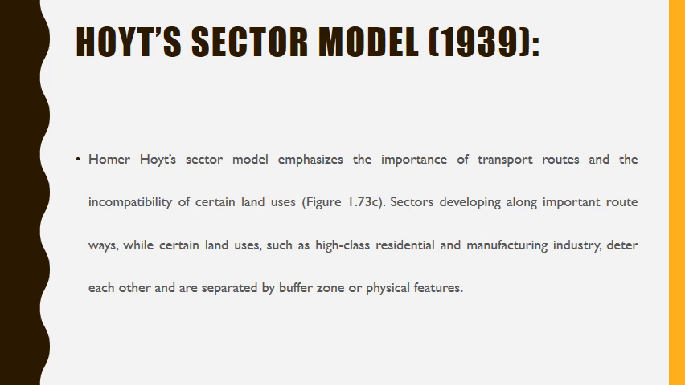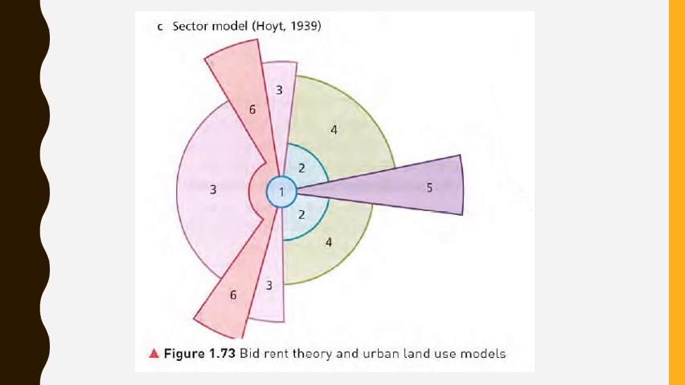Hoyt's sector model, 1939. Homer Hoyt's sector model emphasized the importance of transport routes and the incompatibility of certain land uses. In picture 1.73c, sectors develop along important routeways, while certain land uses, such as high-class residential and manufacturing industry, deter each other and are separated by buffer zones or physical features. Here you can see the picture 1.73c, sector model, Hoyt, 1939.